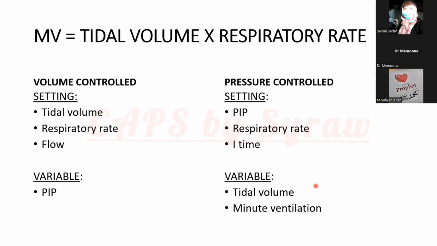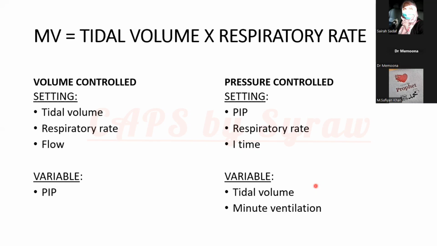So if the patient's lung compliance is okay, then a tidal volume of 500 may be achieved, and the peak pressure may be only around 15 centimeters of water. But if the patient's lungs get tight or stiff, then for a tidal volume of 500, the pressure may rise up to even 50, 60 or above. And this will put the patient at risk of barotrauma.